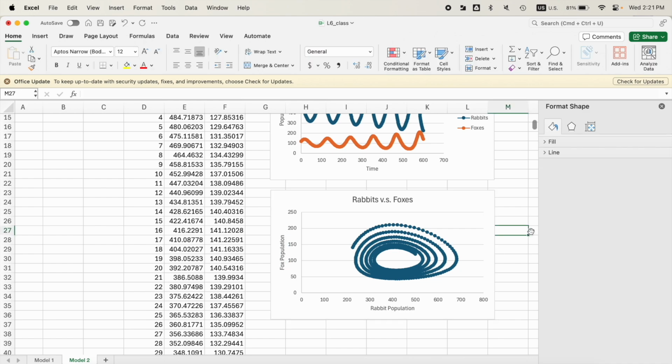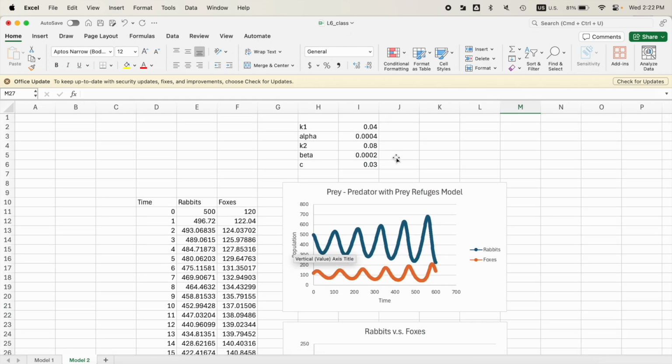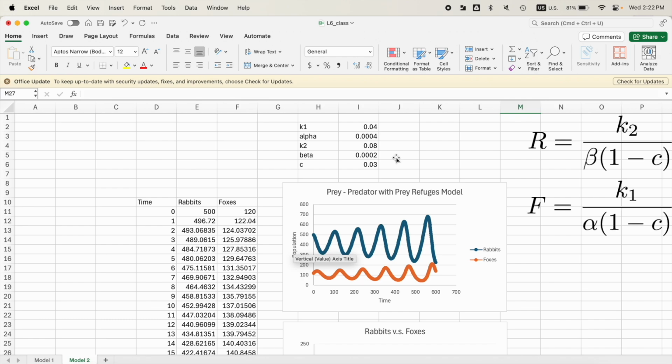Now, also from our analysis in the lecture notes, we come up with the equilibrium values for rabbit populations and fox populations. Let's calculate that. You see, depending on these parameters, what is the equilibrium value of R and what is the equilibrium value of F. From the notes, we get R equal to K2 divided by beta times 1 minus C, and F is equal to K1 over alpha times 1 minus C.